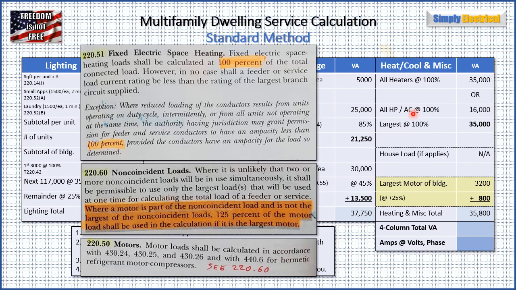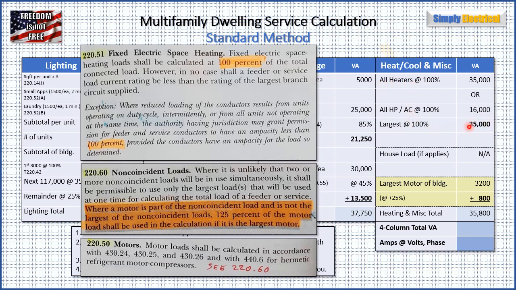Now on a more conventional forced air system, where you have an actual furnace, air handler, and a heat pump, it's much more unlikely that the two could run at the same time. There'd almost have to be a problem for that to happen. So that would definitely fall under this category, and you would just take the larger of the two loads. In this case, the heater is the larger load, so we take the heaters, multiply by 5, and we get 35,000, and we take that at 100% right there.